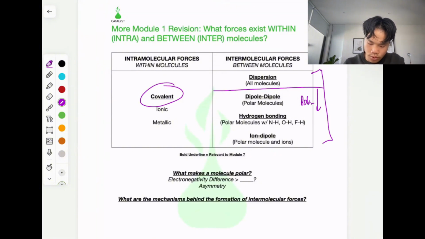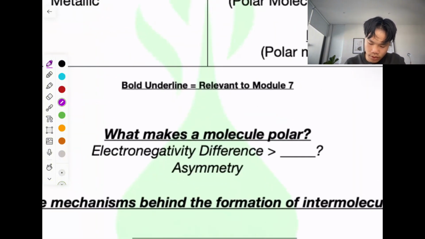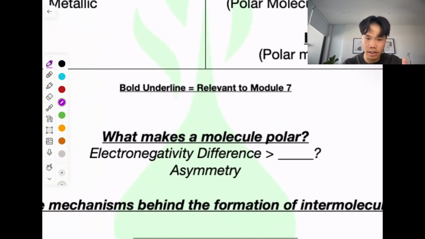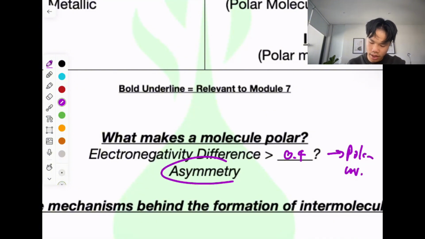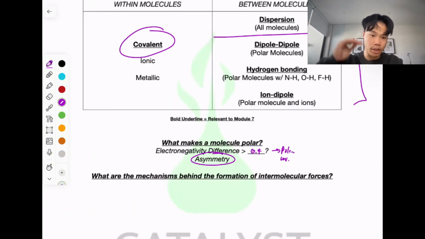There's two things that make a molecule polar. You need to have an electronegativity difference in at least one bond greater than 0.4. That creates a polar covalent bond. And there needs to be asymmetry, or the molecule needs to be unsymmetrical, in order for the dipole to actually be significant on one side of the molecule.